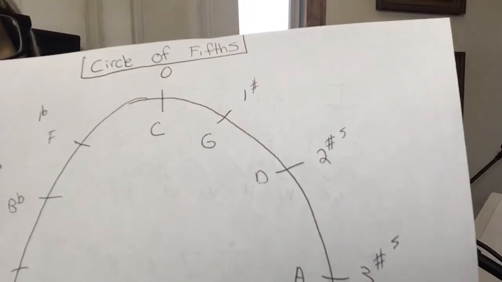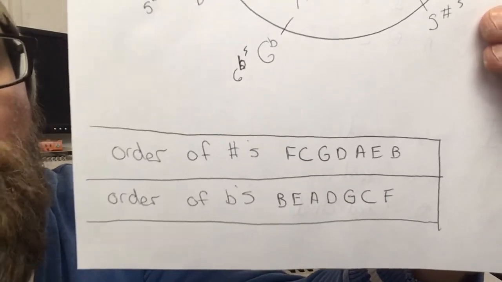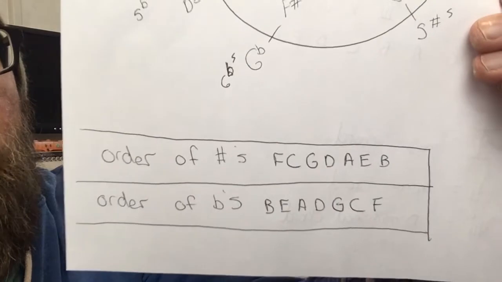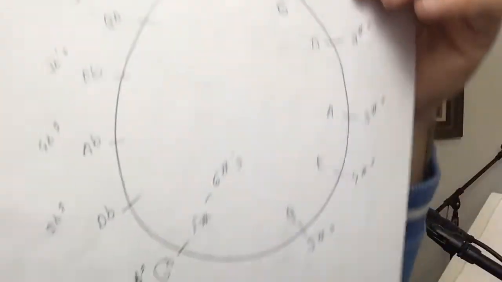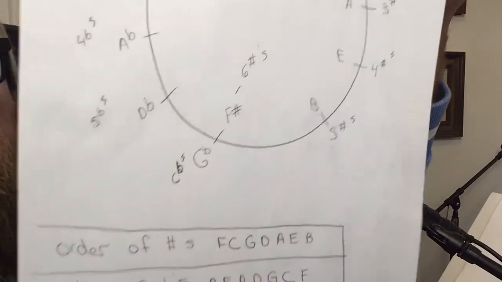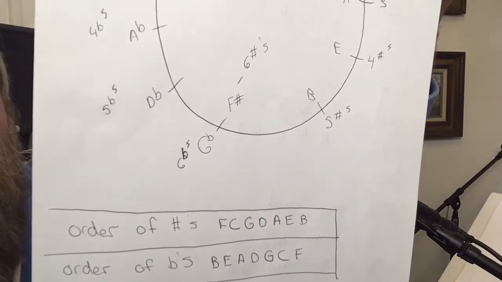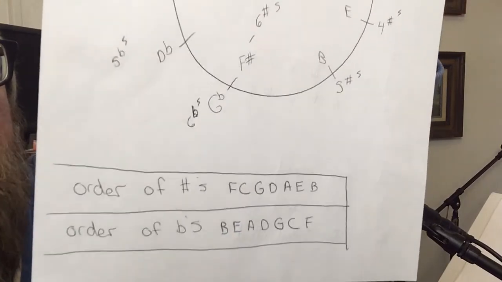If I'm going to go to D and add sharps, I'm going to add 2 of them, F and C. In that order, it will always be F then C. And so on: F, C, G, then F, C, G, D, then F, C, G, D, A. So for example, if you see B here, which has 5 sharps, those 5 sharps in order are going to be F, C, G, D, A. It's going to work that way every single time.